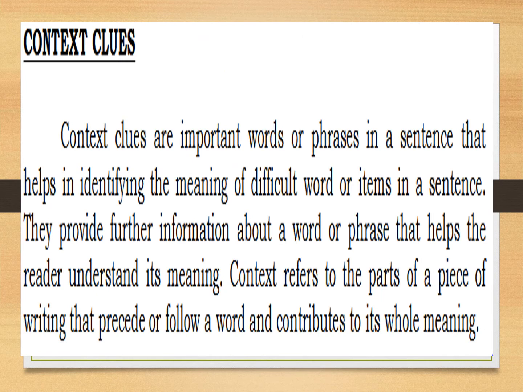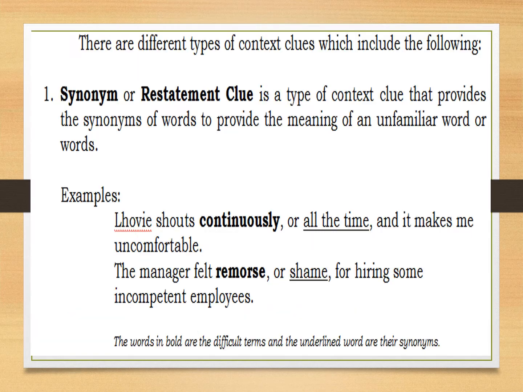Context clues are important words or phrases in a sentence that help in identifying the meaning of difficult words or items in a sentence. They provide further information about a word or phrase that helps the reader understand its meaning. Context refers to the parts of a piece of writing that precede or follow a word and contributes to its whole meaning. There are different types of context clues which include the following.